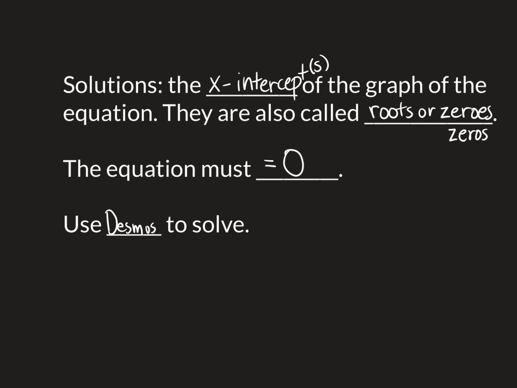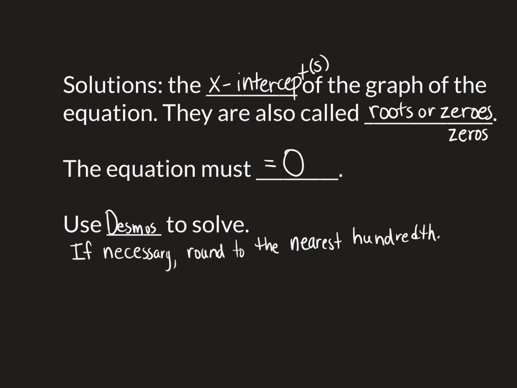It says in your textbook that if necessary, so do write this down please, round to the nearest hundredth, which is 2 decimal places. So if you get a decimal, do round to the nearest hundredth when you're solving by graphing.